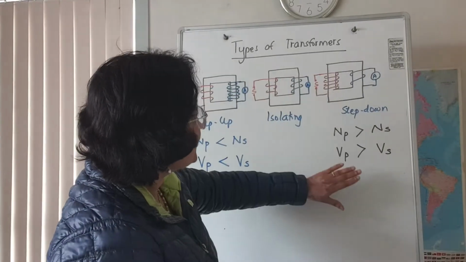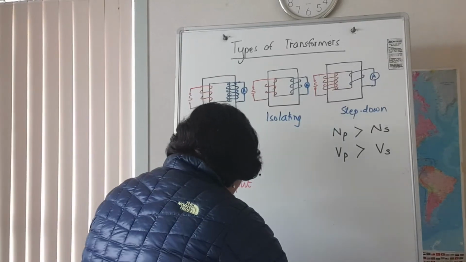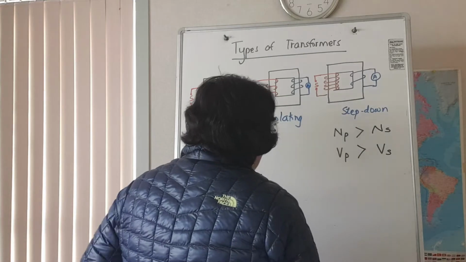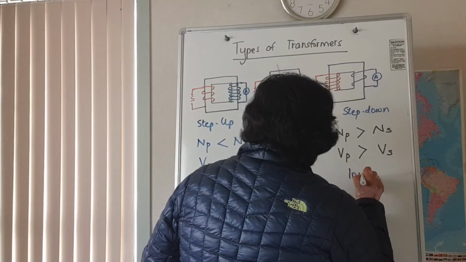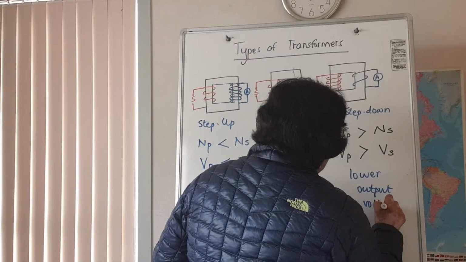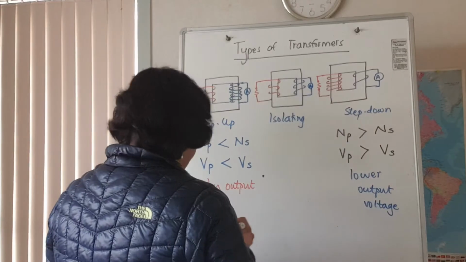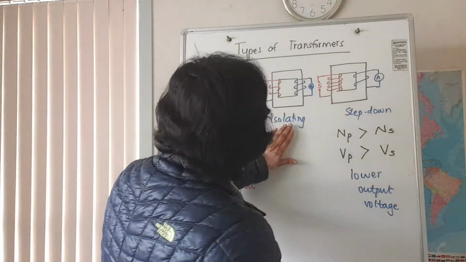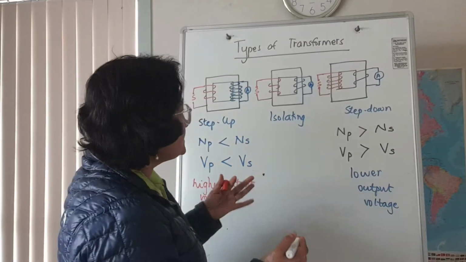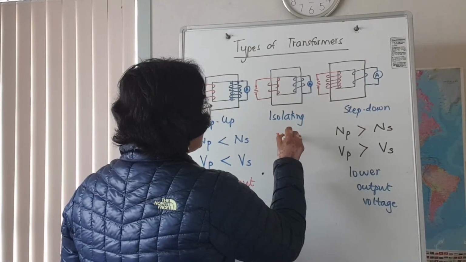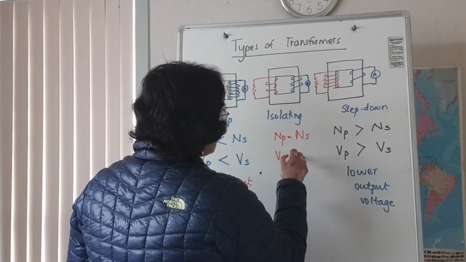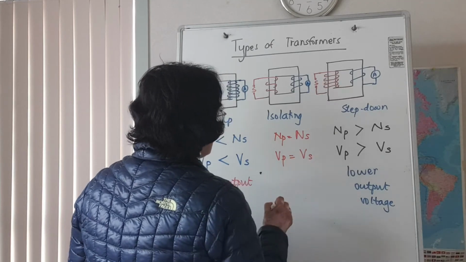All right. Okay, so that's a step-down transformer, and for a step-down transformer, you have a lower output voltage. Okay. And then in the middle, you have what's called an isolating transformer, and I'll tell you why we use that. In an isolating transformer, the number of turns of the primary is equal to the number of turns of the secondary. The voltage across the primary is equal to the voltage across the secondary.